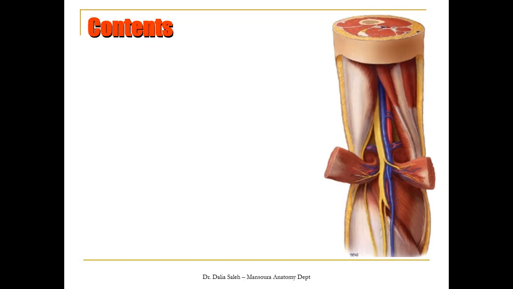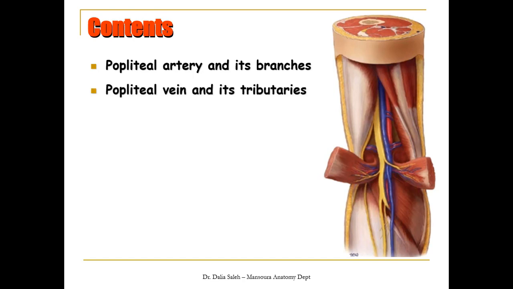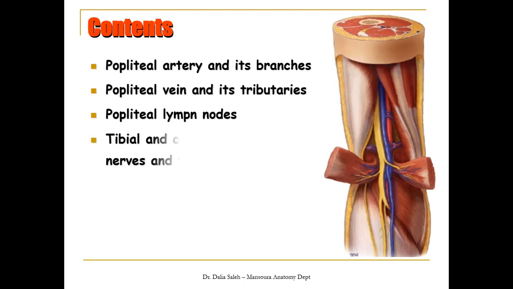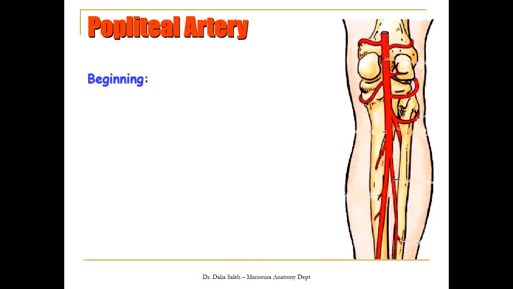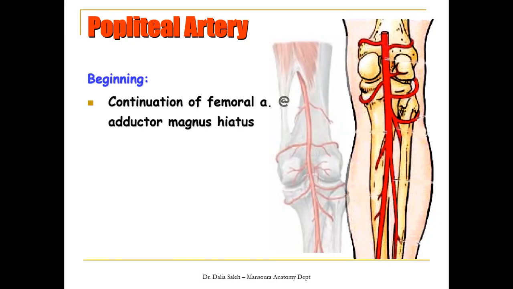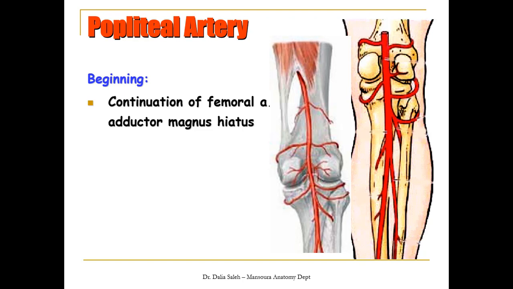The popliteal fossa contains the following: the popliteal artery and its branches, which is the deepest structure at the popliteal fossa. In the middle, we have the popliteal vein and its tributaries, and the popliteal lymph nodes. And then we have two divisions of the sciatic nerve, the tibial and the common peroneal nerves and their branches, and also fatty tissue.